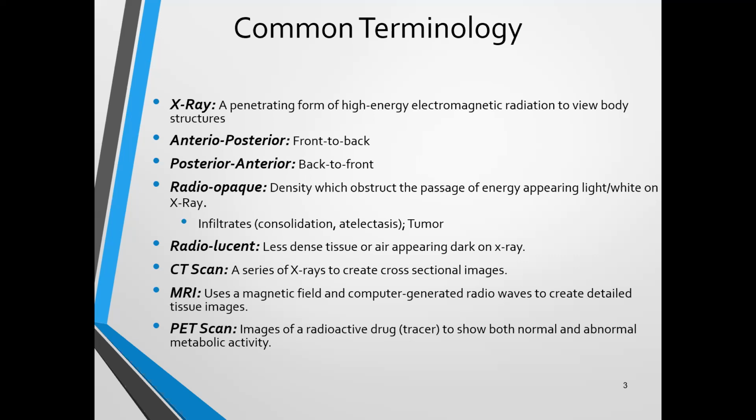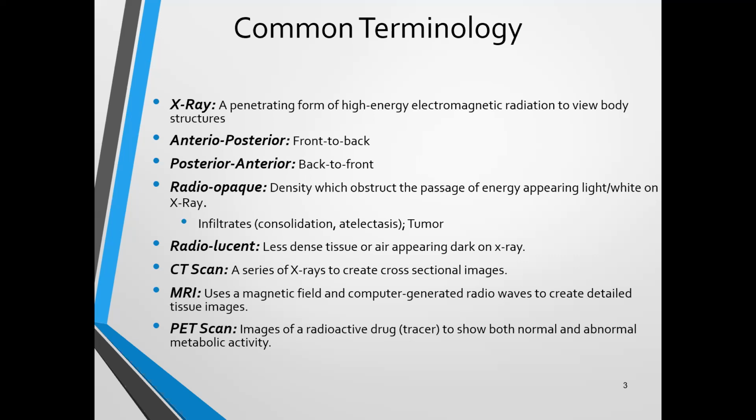Radio opaque. So radio opaque would appear, if you will, whitish, light gray or whitish. It really has to do with density, unless it's a reverse X-ray, but let's stay away from that right now. So the density which obstructs the passage of energy appears light or white or light gray on the X-ray. And I just gave you a very brief sampling here, but infiltrates such as consolidation or atelectasis will appear radio opaque, light gray or white.